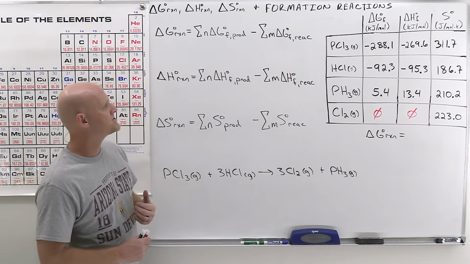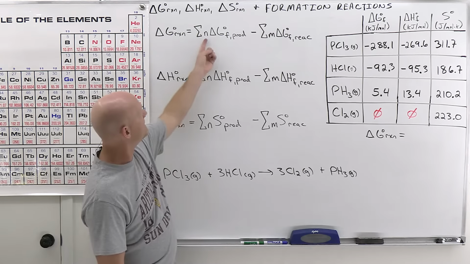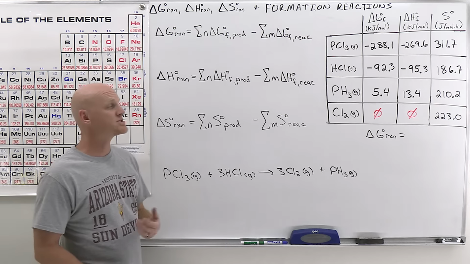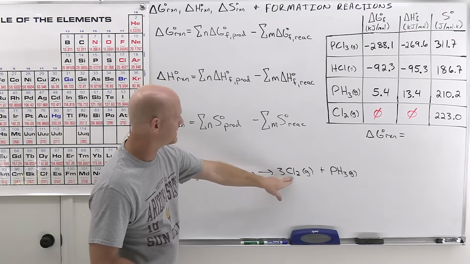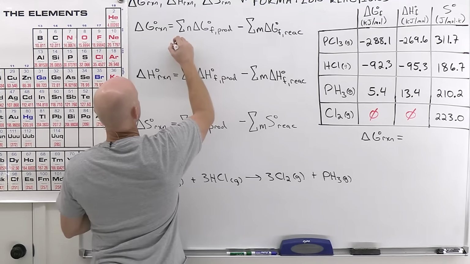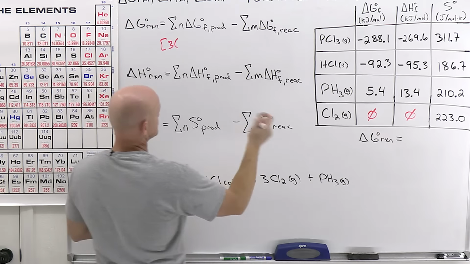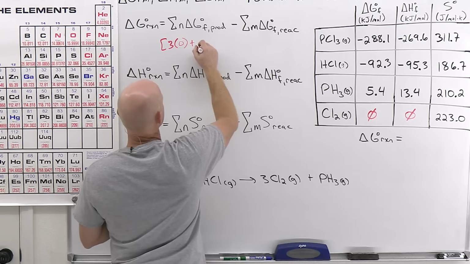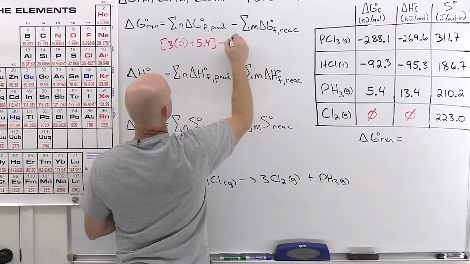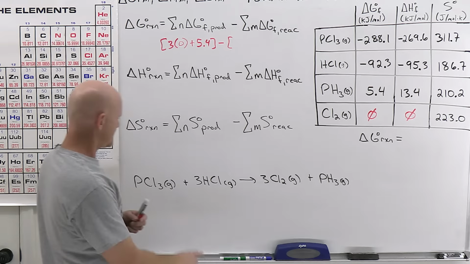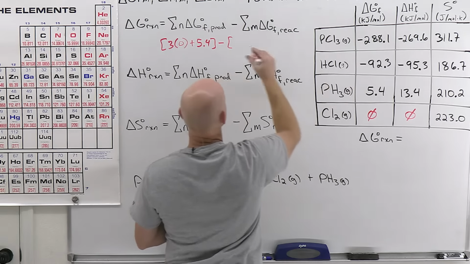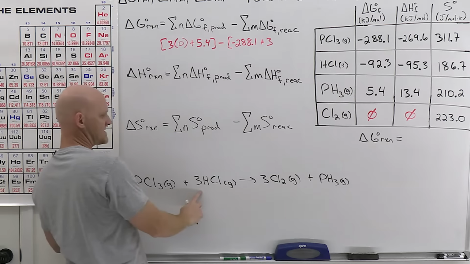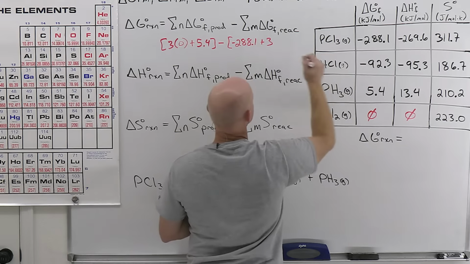All right, so now let's do some plugging and chugging, products minus reactants. The n and the m here that you see just mean that you've got to multiply by the coefficient for that particular species. And so in this case, the products are Cl2 and it's got a 3 in front of it. So we'll take 3 times 0 in this case. And then plus the value for PH3 is 5.4. And then we'll subtract off the sum of all the reactants. And in this case, we've got PCl3, whose value is negative 288.1, plus 3 times HCl's value, which is negative 92.3.